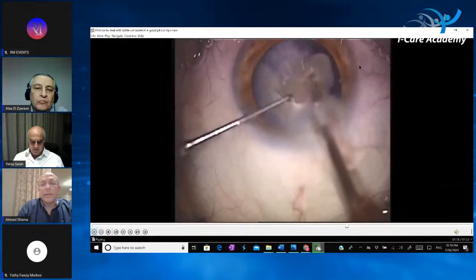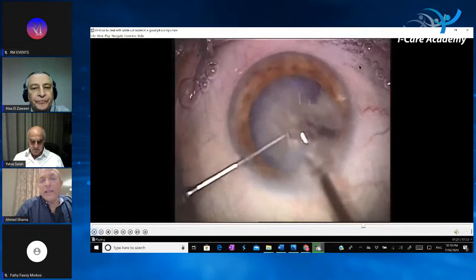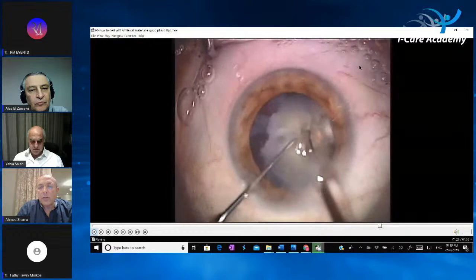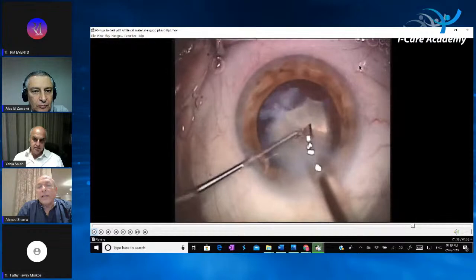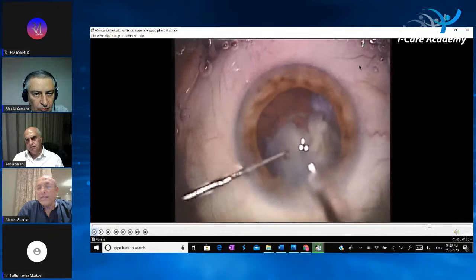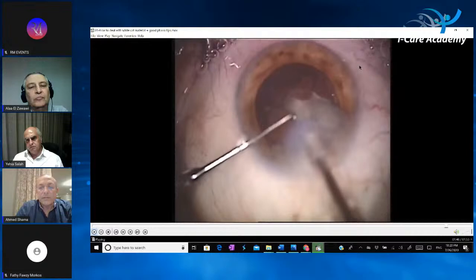Actually, if you have a good rhexis, the white cataract is such an easy case because it's like a choke. You can do chopping easily. And I prefer the white cataract like this one without a very dense nucleus. It's very easy to chop this kind of cataract. I love them.